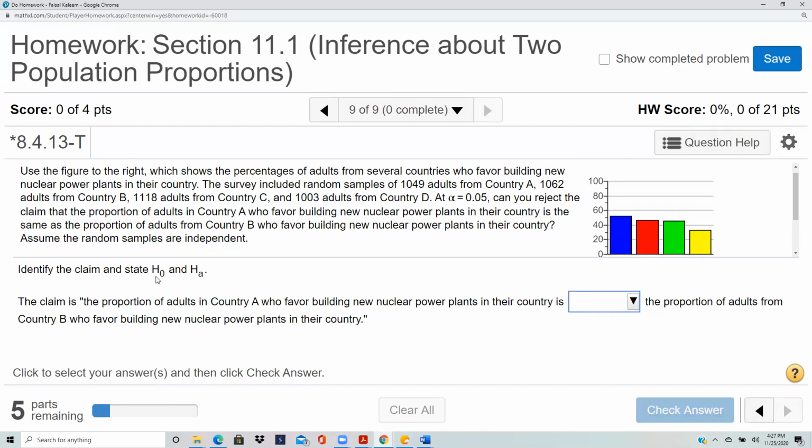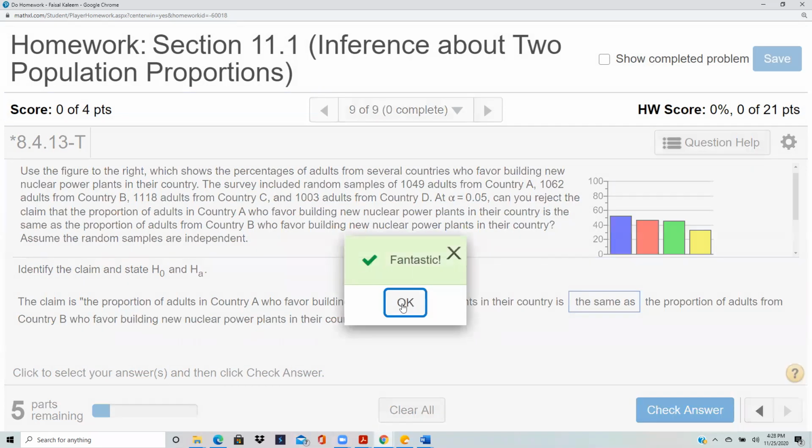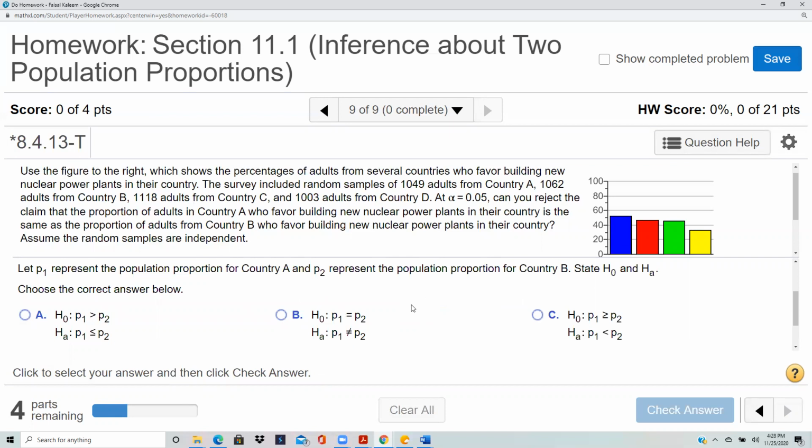So identify the claim. The claim is the proportion of adults in country A who favor building new nuclear plants in their country. Okay, this is just like a grade 4 fill in the blanks. You will find this sentence: the proportion of adults in country A who favor building new nuclear plants in their country is the same as the proportion of adults in country B. So we're just repeating this sentence. P1 is country A, P2 is country B.